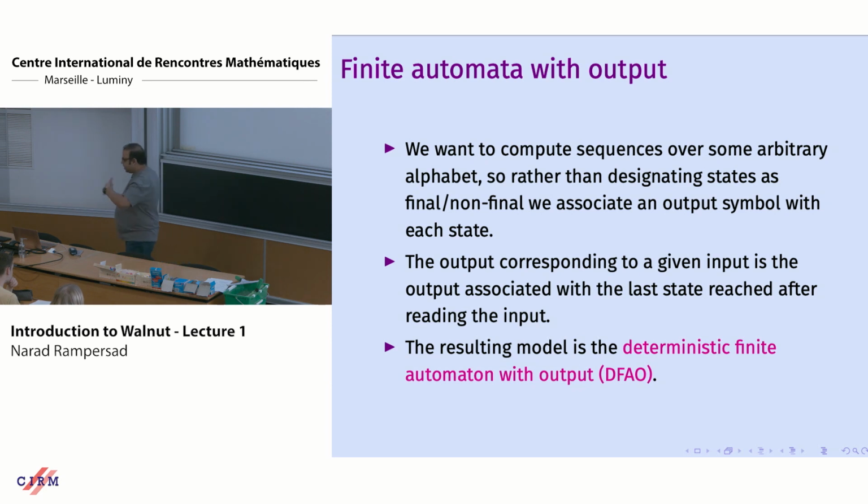What I want is for it to actually compute some sequence over a larger but still finite alphabet. So instead of designating states as final or non-final, I associate an output function with each state. Each state has an output associated with it. Now, the idea is the finite automaton reads its input, and after it's finished processing, whatever state it ends up in, instead of accepting or rejecting, it will just output whatever its associated output is. This model is called the deterministic finite automaton with output.